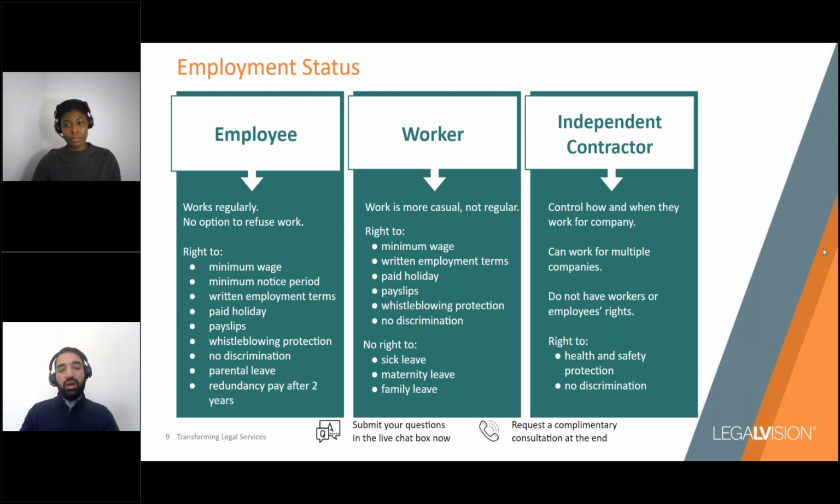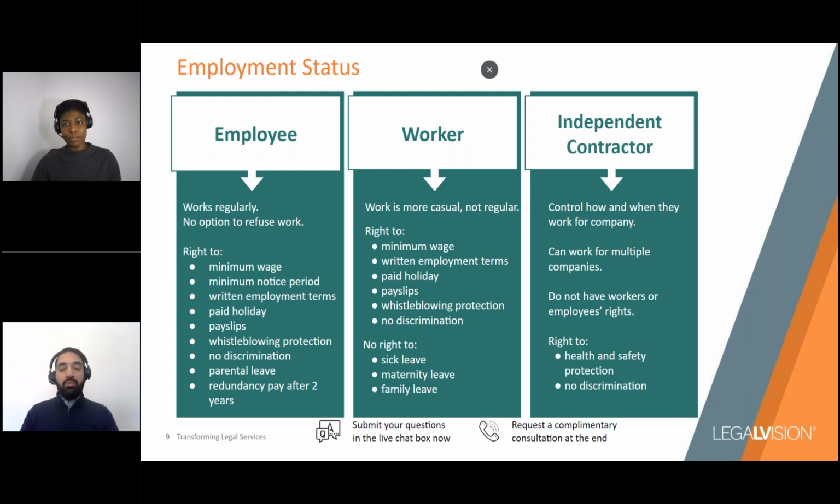So it's important when you're dealing with employees that you are aware of exactly what rights they have, because if you don't follow the contract to a T, or if you're not aware of the rights and responsibilities that you have as the employer, you could see yourself facing employment tribunal claims. So it's very important that you are aware of these rights.